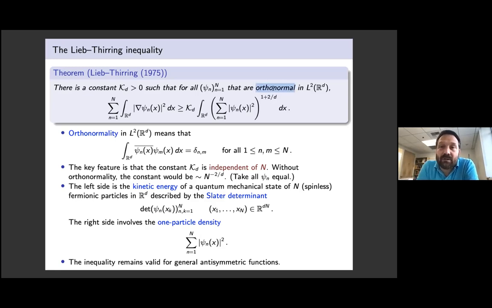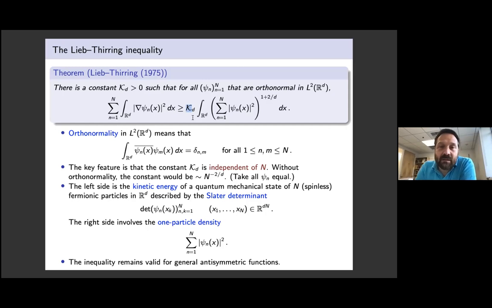See, if you would use arbitrary L2 normalized functions, then you could take all the psi's equal. So on the left side, you have a sum, so the left side would be n, whereas the right side is a sum to a power greater than 1, so this would be n to the 1 plus 2 over d, and such an inequality cannot hold uniformly in n. Put differently, without orthonormality, you would have to choose a constant that does depend on n, and that goes to 0 as n goes to infinity.